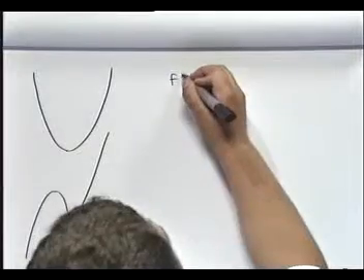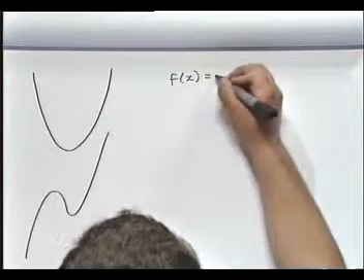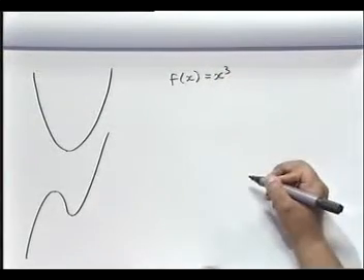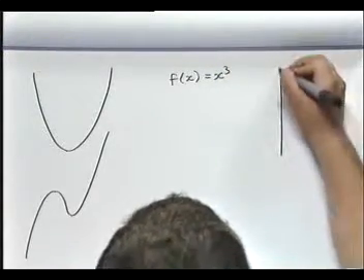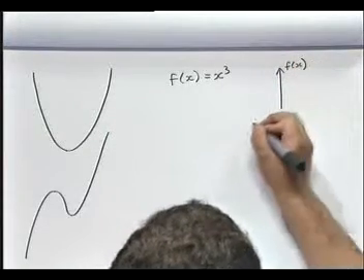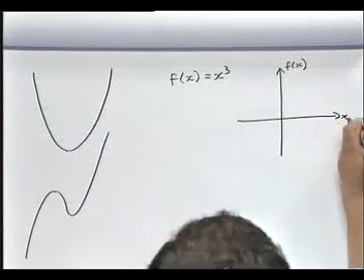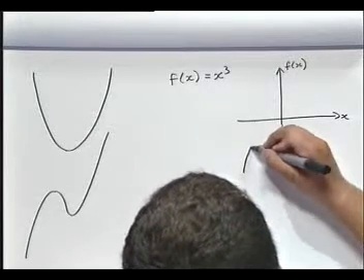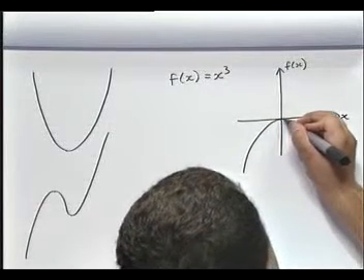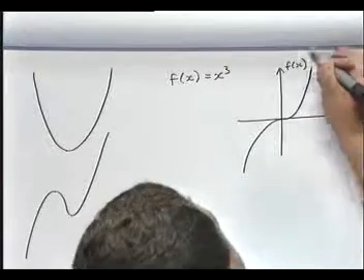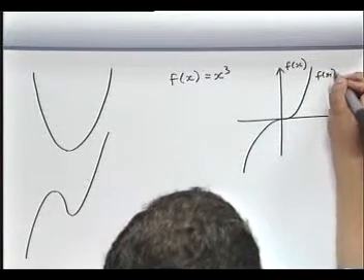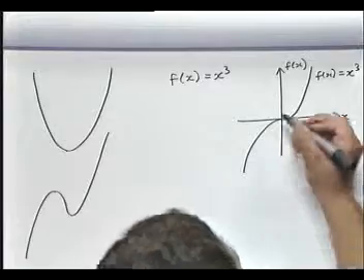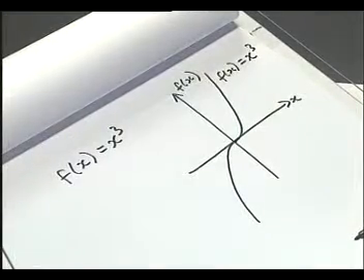And a good example of this is if you look at f of x equals x cubed. If I do a sketch of it here, that would come from the bottom left through 0 and then come up here like this. And that's f of x equals x cubed. And so we can see that the function f of x equals x cubed does not have a turning point.